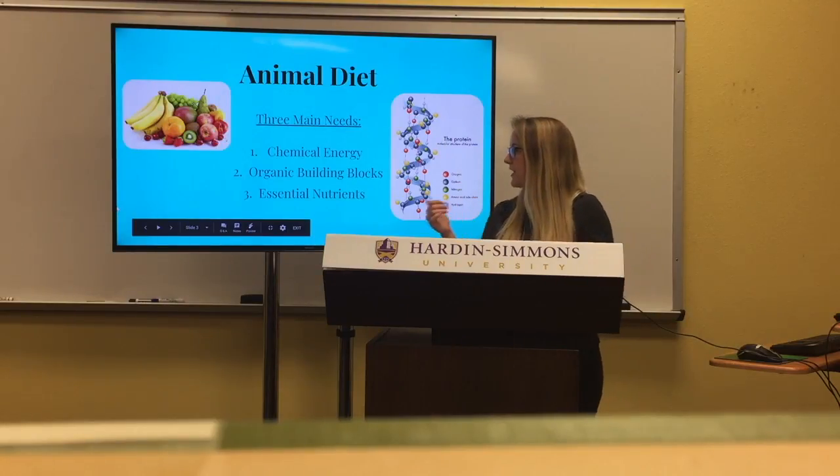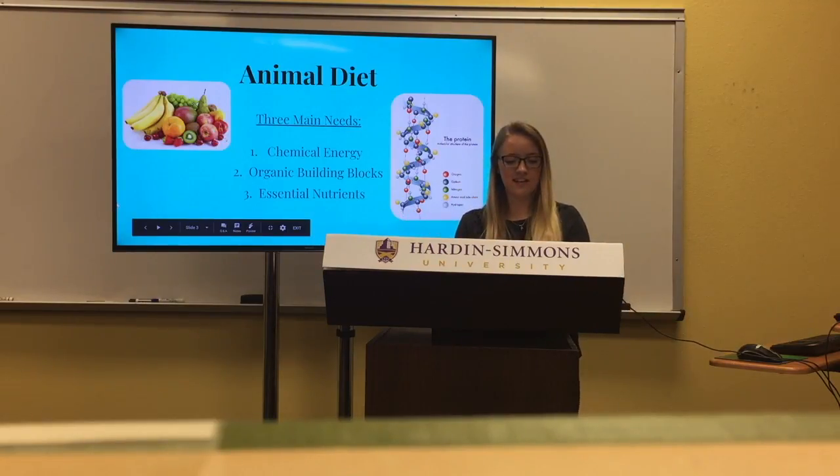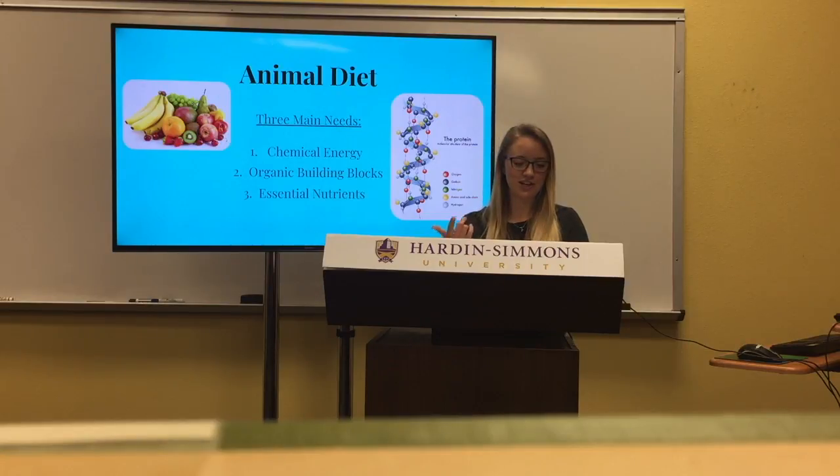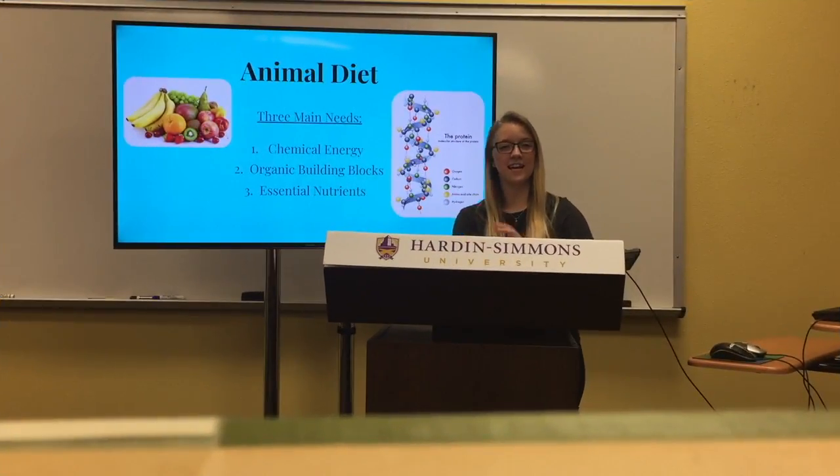Next, organic building blocks. So basically, animals are going to need raw materials for biosynthesis. So to build complex molecules and to grow, animals are going to need a source of organic carbon, like sugar, and organic nitrogen, like protein. And the third thing that an animal needs in its diet are essential nutrients. So essential nutrients are substances that an animal requires but cannot assemble from simple organic compounds.